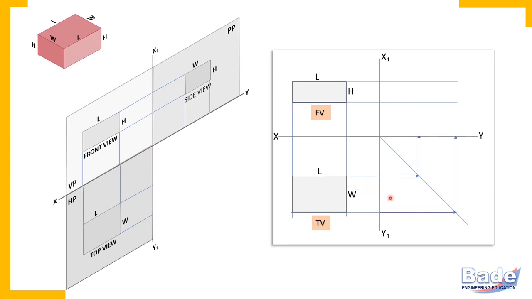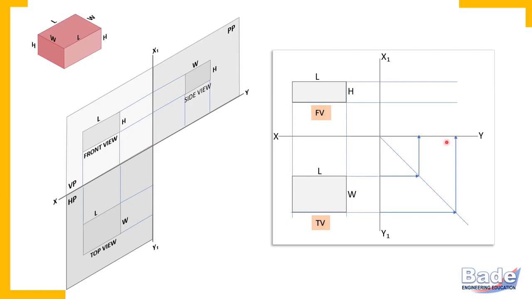Now extend these projectors up to that 45 degree line and then bend by a right angle. And this is how you have transferred this width in the side view. So this width has appeared horizontally in the side view.